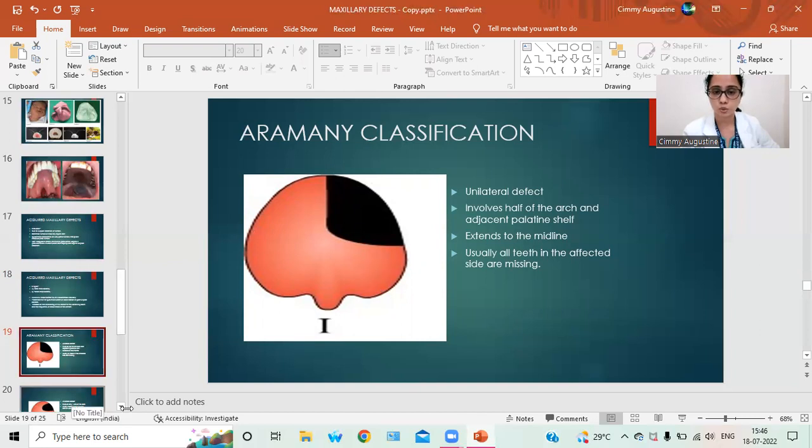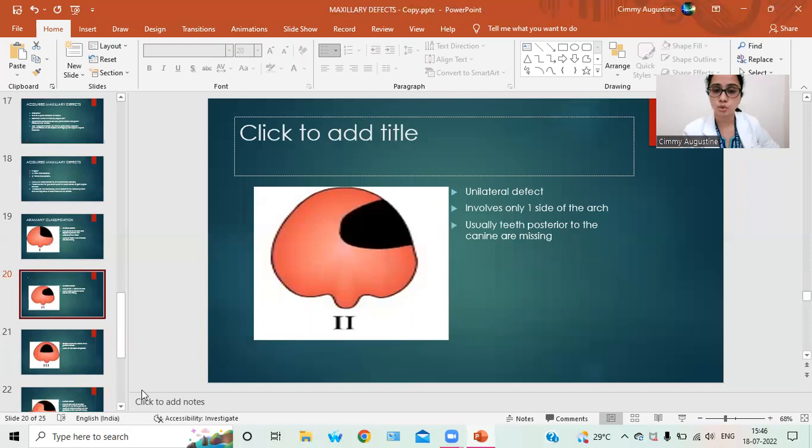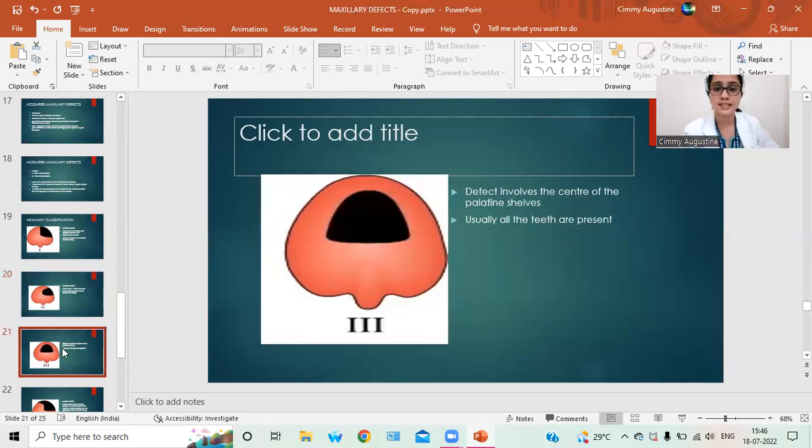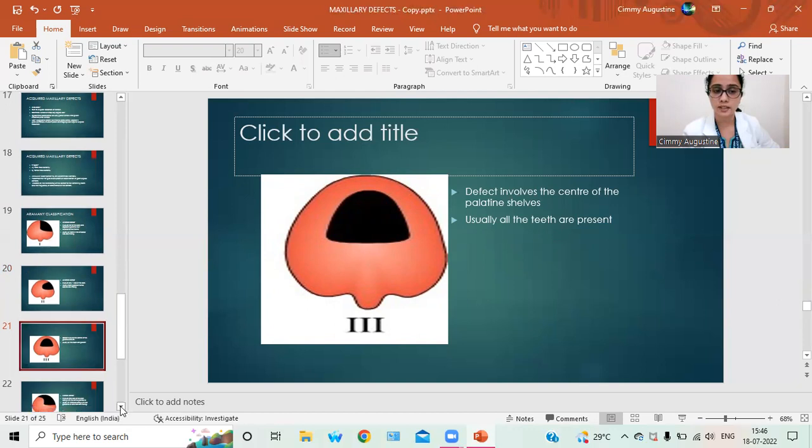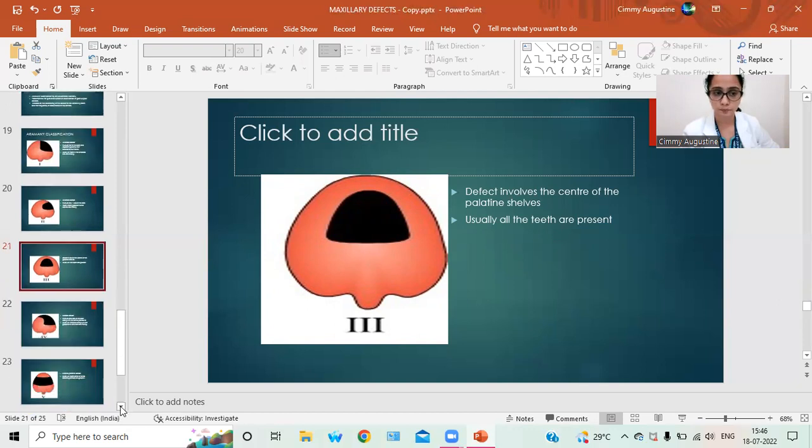Now, Aramany's class 2 is a unilateral defect again, and it involves only one side of the arch. So usually the teeth posterior to the canine are missing, whereas in class 1, all the teeth of the affected side were missing. In class 2, it is the teeth posterior to the canines which are missing. Class 3 is a defect which involves the center of the palatine shelves. Usually all the teeth are present, so only the defect is there in the center of the palatine shelves.